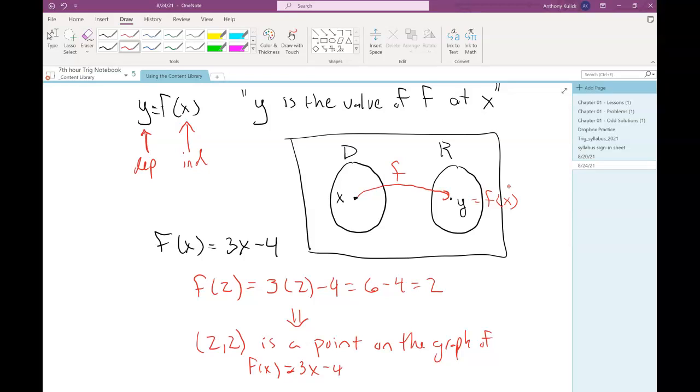It's the information from a mapping diagram. We start off with this value x, we do some set of instructions, and we end up with this value y. The set of instructions is the name for our function f.